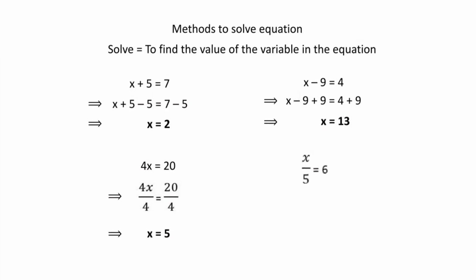And similarly, if x by 5 is equal to 6, then here we will remove this 5 in the denominator by multiplying with the same number 5. On the right hand side also we will multiply with the same number 5. So the 5 in the numerator and the denominator cancels. We get x on the left hand side, and on the right hand side we get 6 into 5, which is 30. So this is how we use this method to solve the equation.